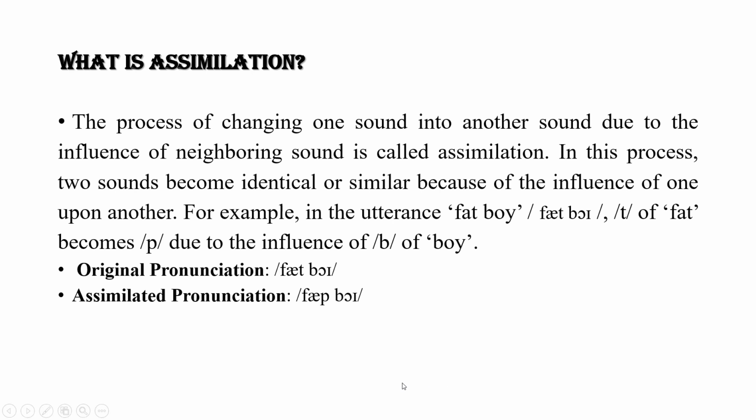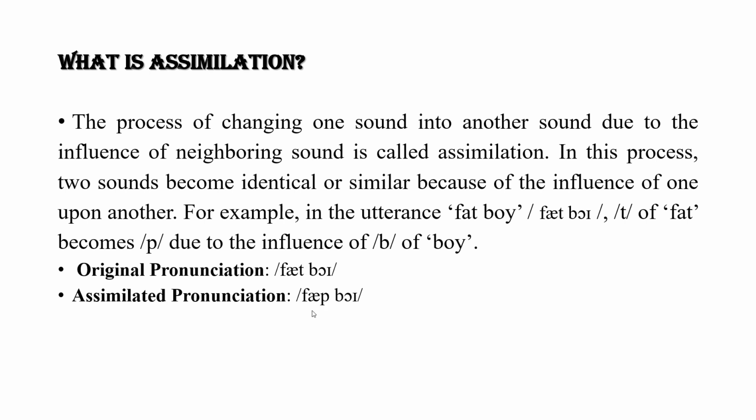Here, the final t of fat changes into p, and it changes into p due to the influence of the following sound, that is b. In boy there is b in the initial position. So because of the influence of this b sound, the t sound of fat becomes p, and in connected speech it is pronounced as "fap boy". This is called assimilation.